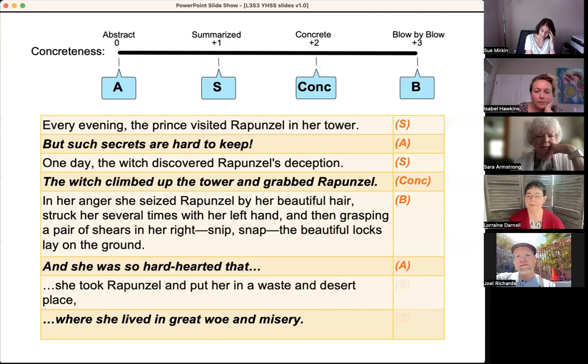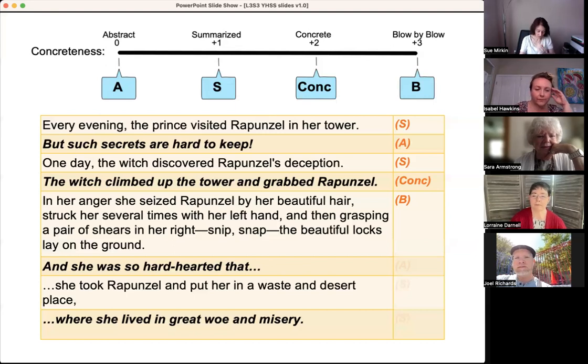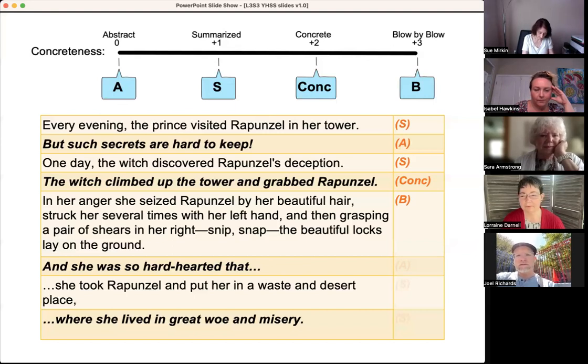And she was so hard-hearted that... abstract. Absolutely. There's no action in there, right? It's describing a quality of her, which is a good thing, but it's not action. So it's in the category, it's in the band of this spectrum called abstract.